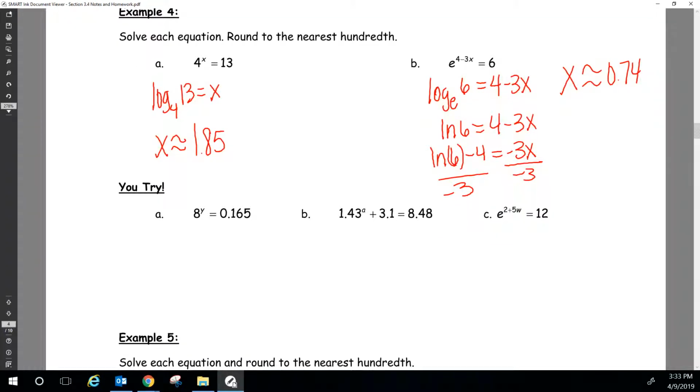All right, for 8, I have log base 8 of 0.165 is equal to y. It's a matter of just plugging that guy into your calculator, and you'll get negative 0.87.